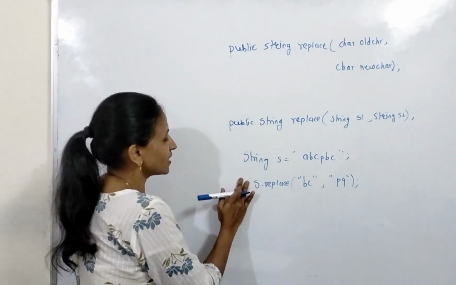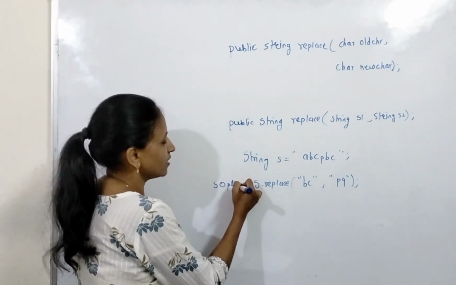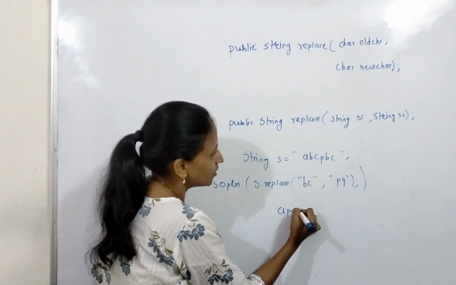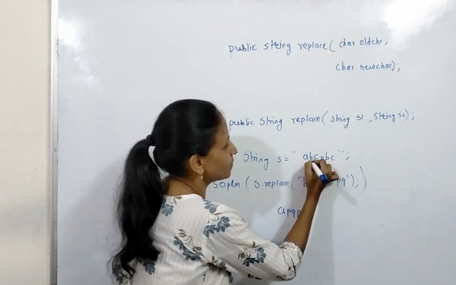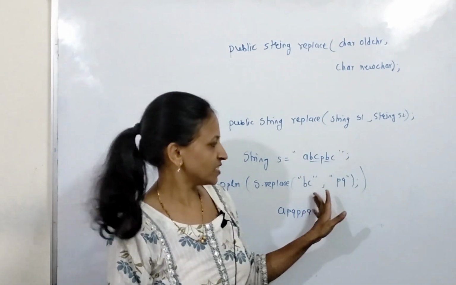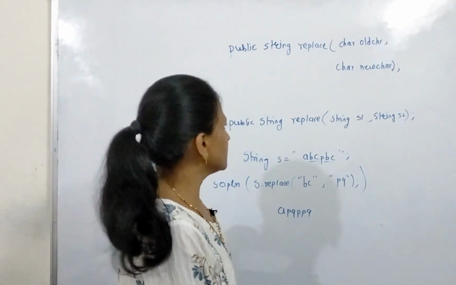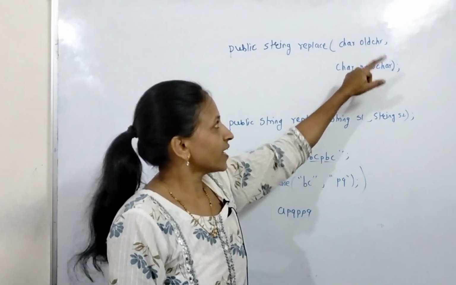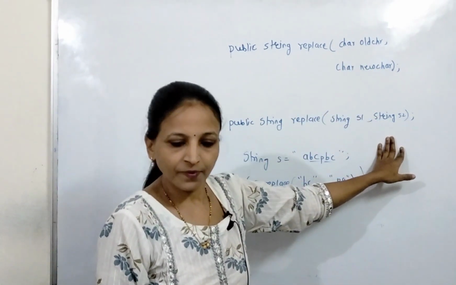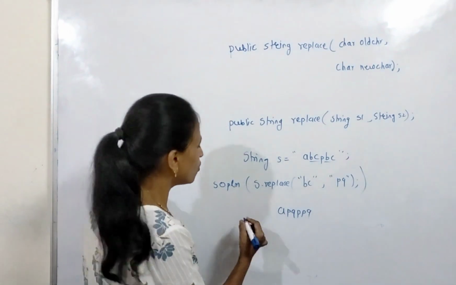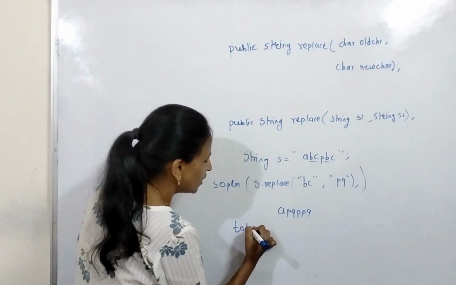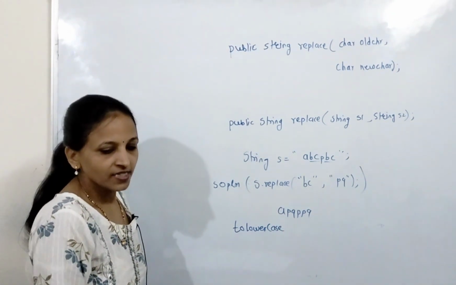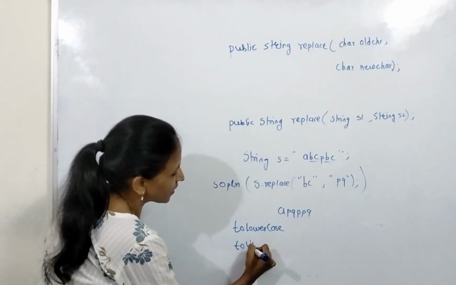Now here suppose I am writing like this, SOPLN, then here you will get the string displayed like APQ PPQ, because BC here is the sequence that will be replaced by PQ. Getting? These are just two forms of replace. Just like character, you can pass strings also. Okay.